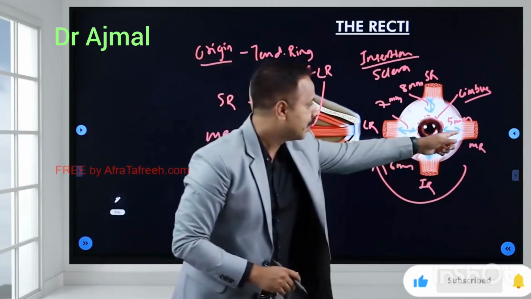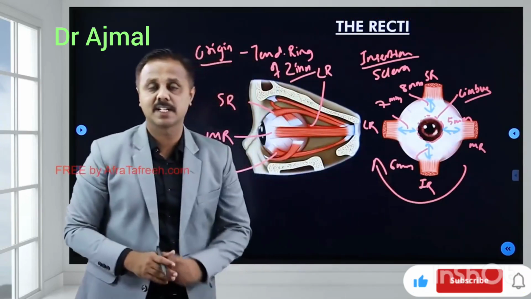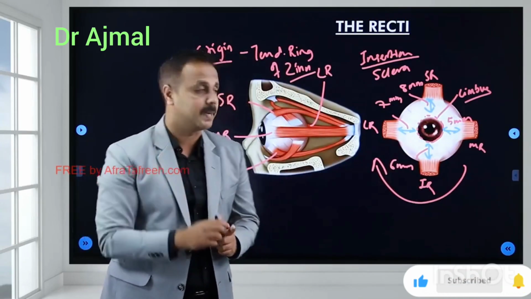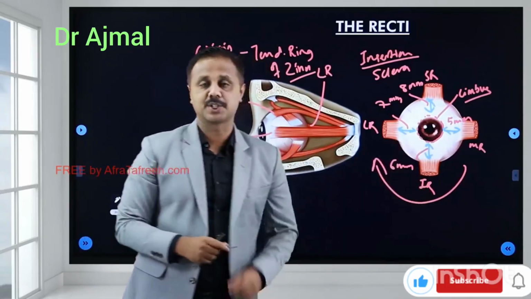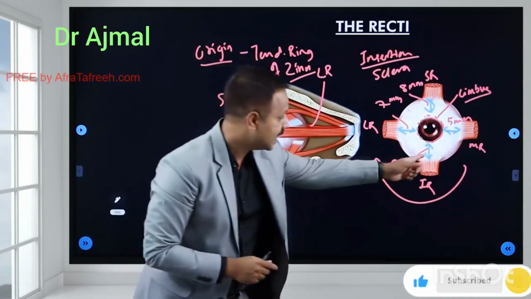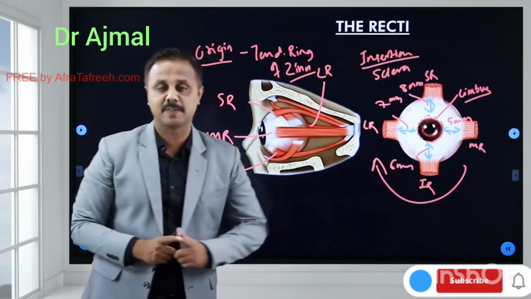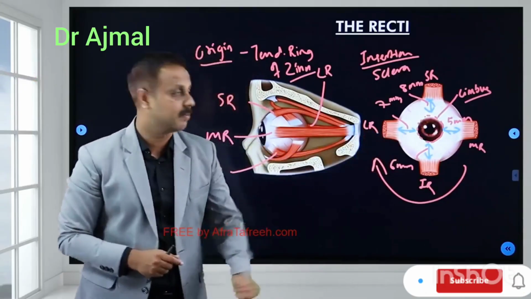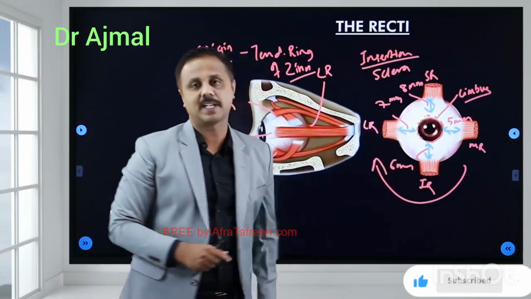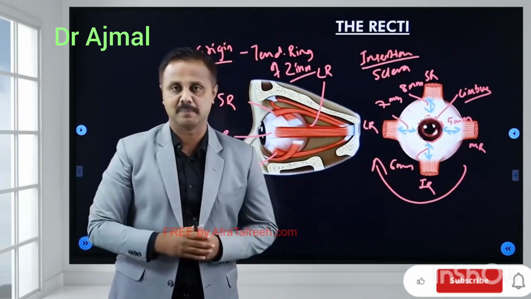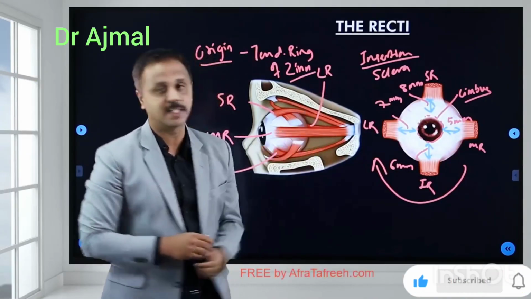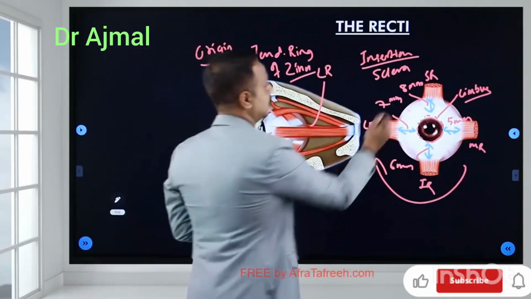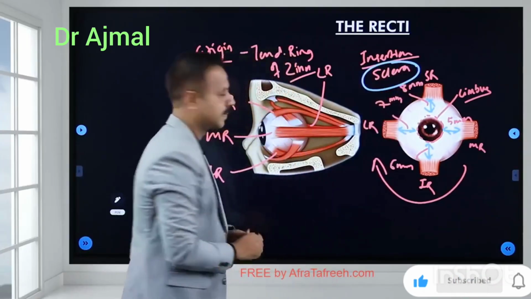Simple, right? So medial rectus is attached or inserted at a distance of 5 mm from the sclerocorneal junction or the limbus. Then 6 mm is the attachment of inferior rectus. Lateral rectus is attached about 7 mm from the limbus, and superior rectus is attached 8 mm from the limbus. All of them are ultimately inserted into one common point, that is sclera.